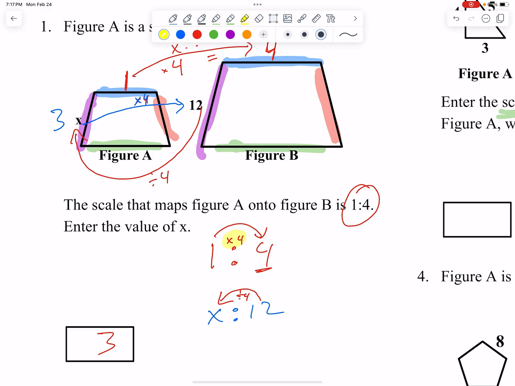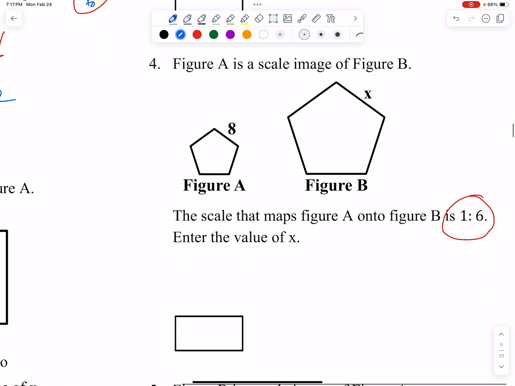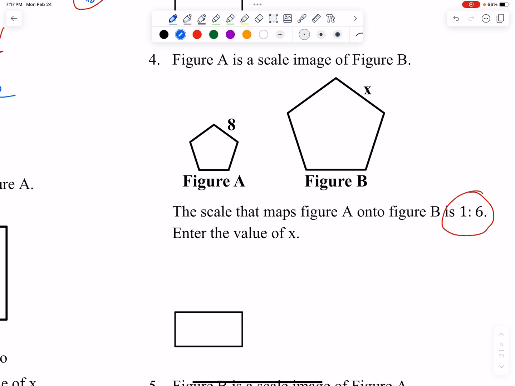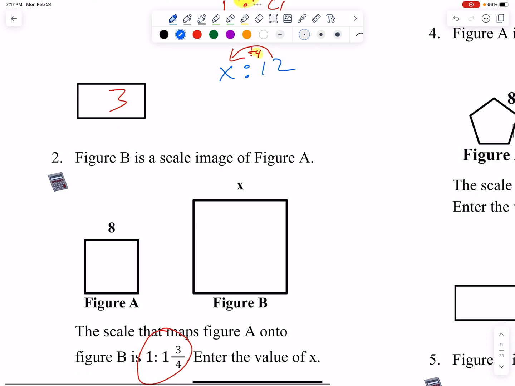So if you notice, what was my multiplier? This is a big hint right here. My multiplier, aka scale factor, was this one. I went from 1 to 4. Because I started at 1, I have to multiply by whatever my second number is. You're going to see a lot of these that start with 1. See, 1 to 6. How do I get to 6? I multiply by 6. And we'll get there in a little bit.